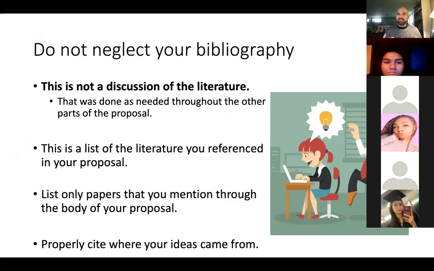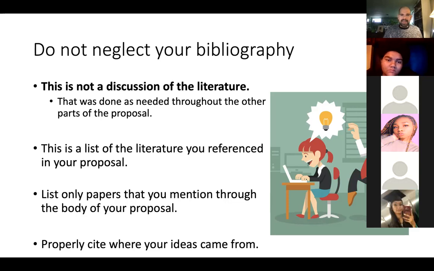So every time you describe a method, you can cite somebody who has used it successfully and say why it worked. So in the bibliography, you're just going to list the papers that you cited. Make sure that you only include the ones that you actually cited in your document. So if you read the paper but you did not talk about the paper, don't put it on this list.